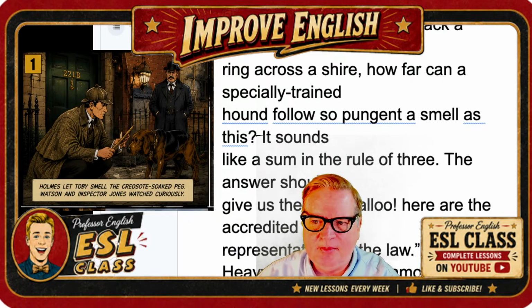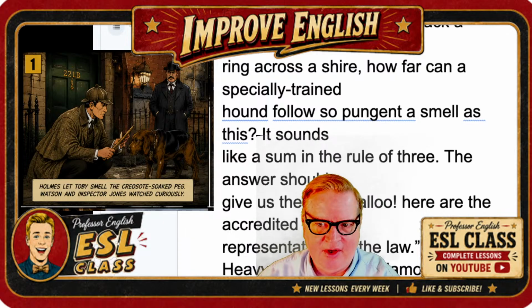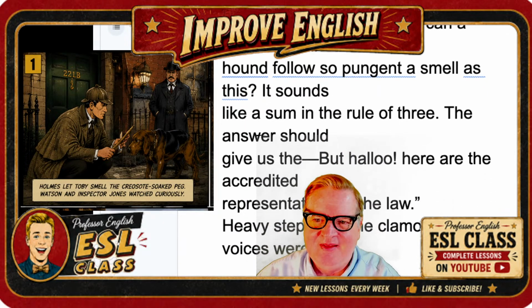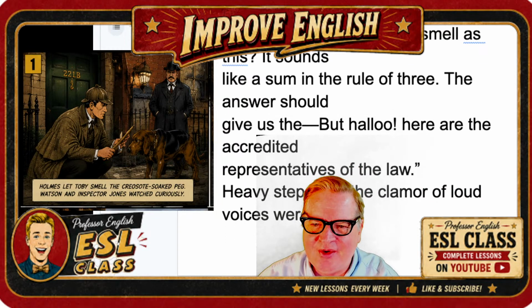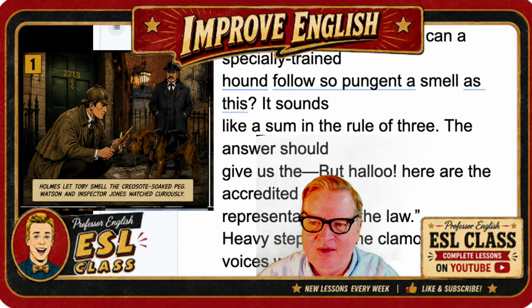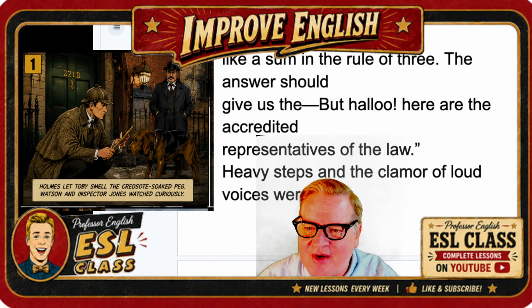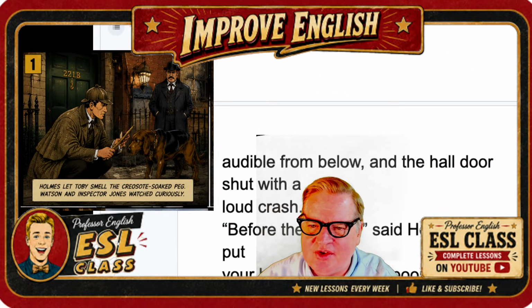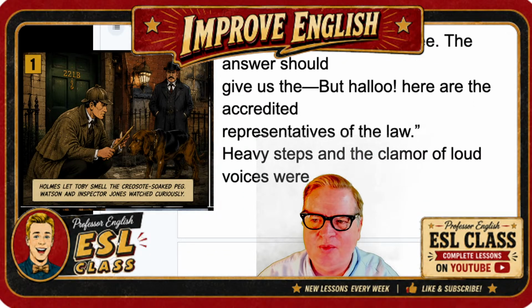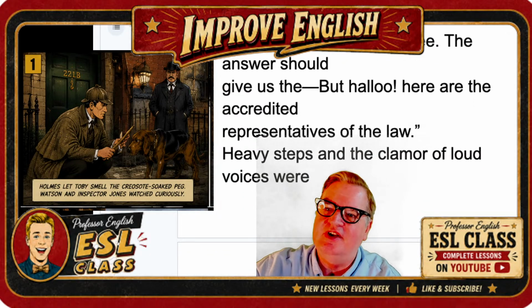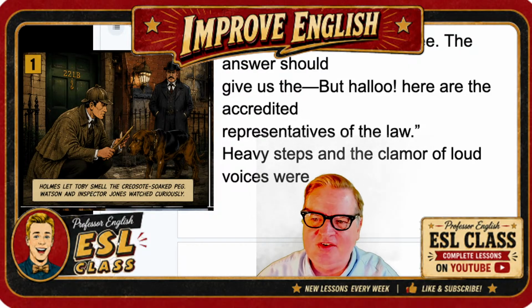"It sounds like a sum in the rule of three." I have no idea what that means. "The answer should give us the, but hello, what are the accredited representatives of the law?" I'm lost. I don't know what they're talking about here. "Heavy steps and the clamor of loud voices were audible." Oh, okay, I see. Wait a minute, let's read that again. "Okay, the answer should give us the, but hello, here are the accredited representatives of the law." So he's saying the police have arrived. Heavy steps and the clamor.